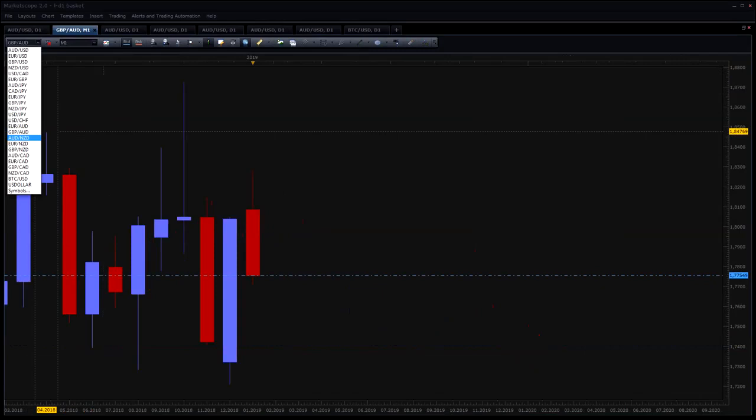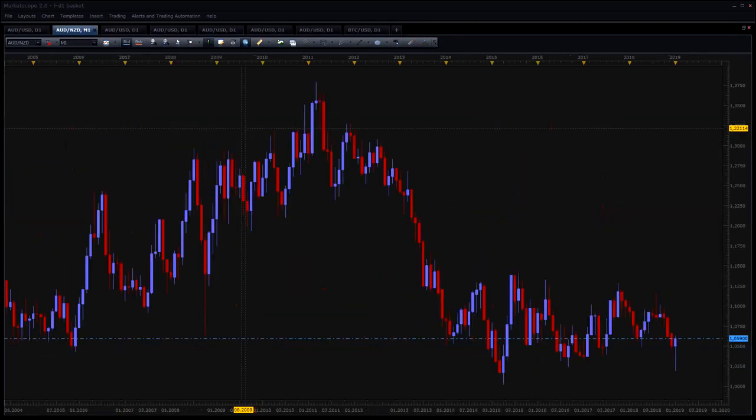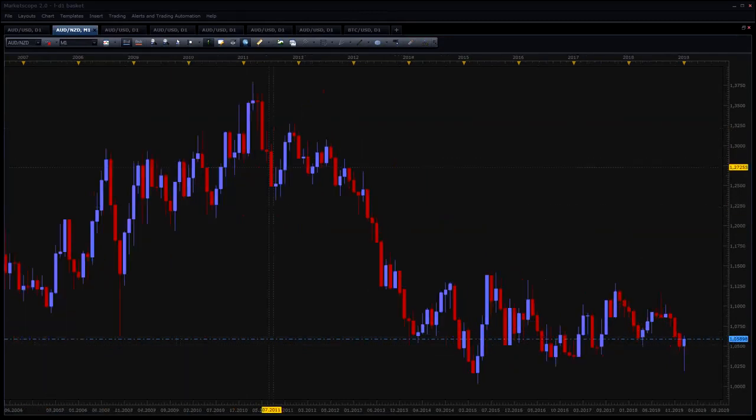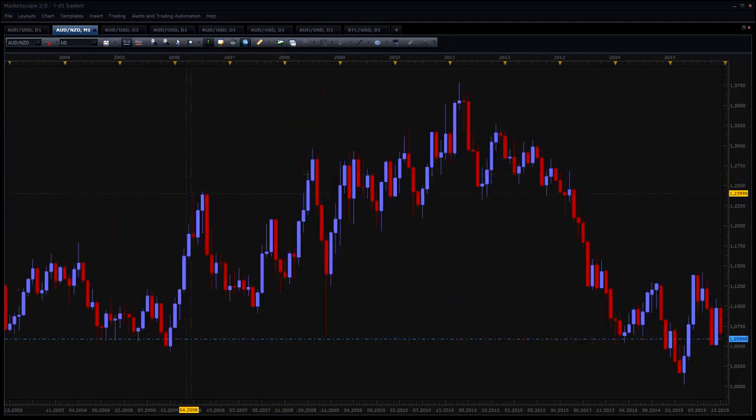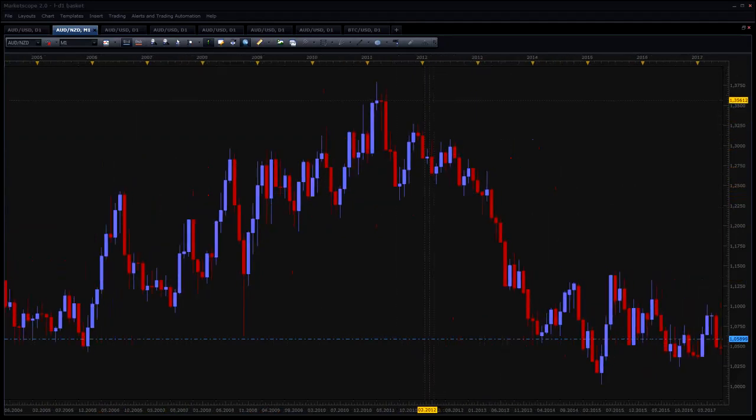Aussie Kiwi. Aussie Kiwi. What do you see? Uptrend, a lot of waving, a lot of deep retracement, a lot of pulling back at this time, and then the market eventually changed direction, turned around with an evening star, pulled back, and didn't find any more energy.